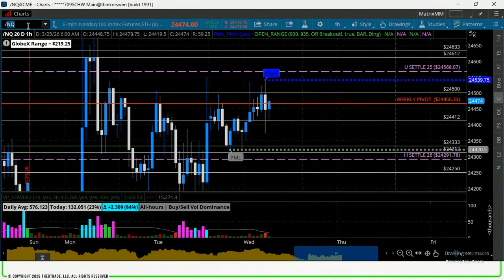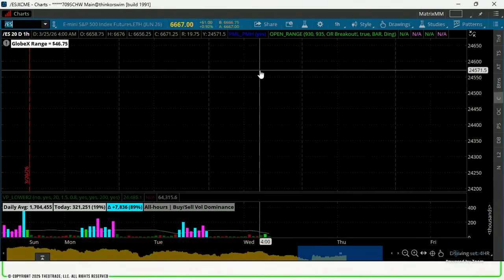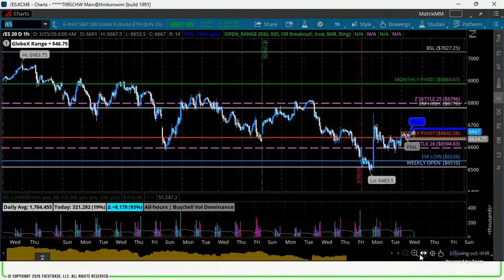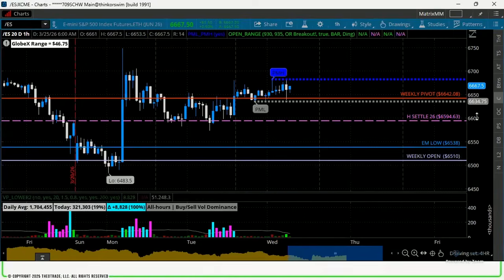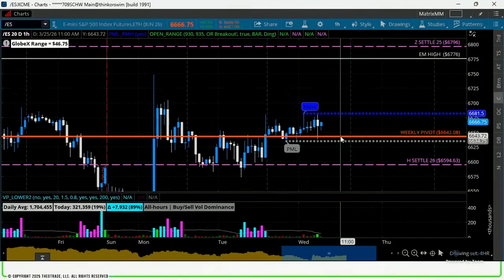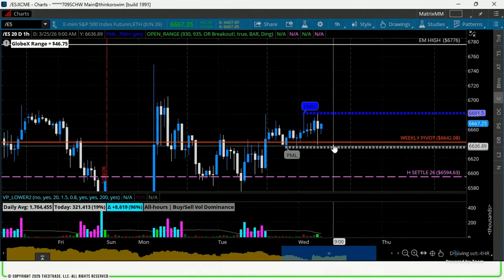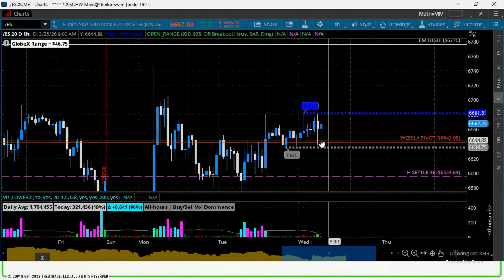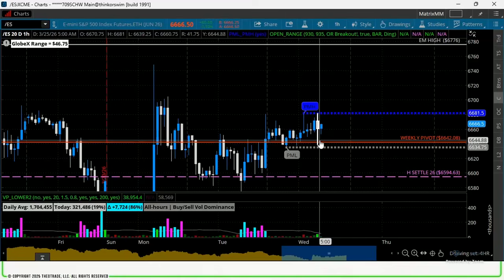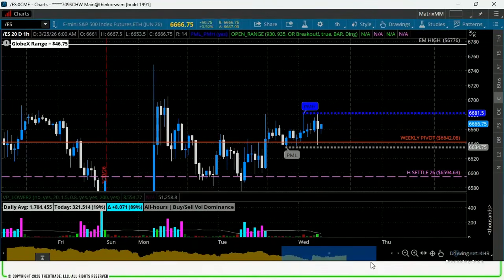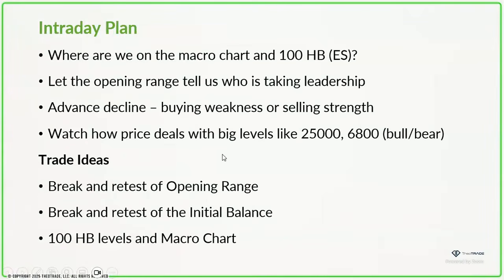All right? So now on the ES, on the hourly, same thing. It's all about weekly pivot here. Depending on how we open and how our opening range lands, we're going to be leaning against weekly pivot. So now our intraday plan, we're going to slide into this. How are we going to conduct ourselves?